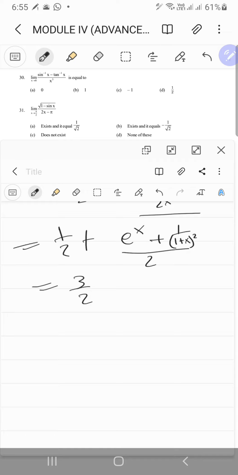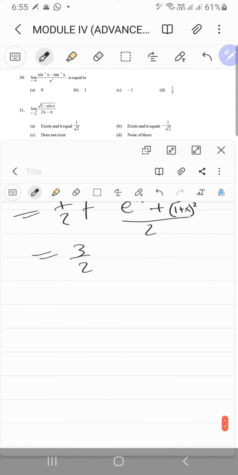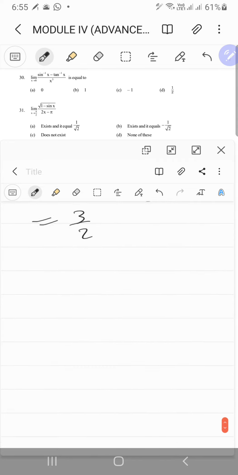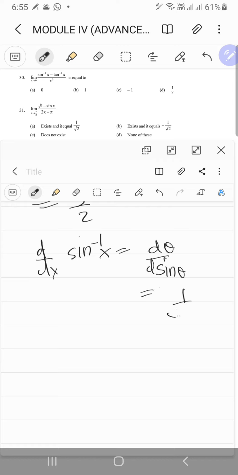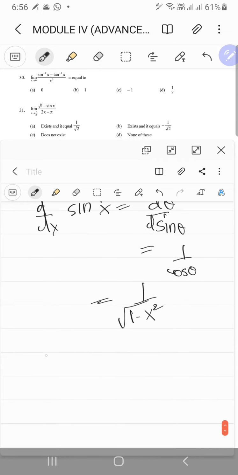Yeah, whatever. Let's just take the derivative. Yes. Always just take the derivative. Fine. So the derivative of sine inverse of x is like d theta upon d sine theta, which is 1 upon cosine theta, right? Which is 1 upon square root of 1 minus sine square theta, which is 1 minus x squared. So this is going to be nice.